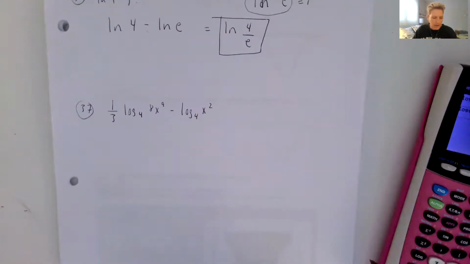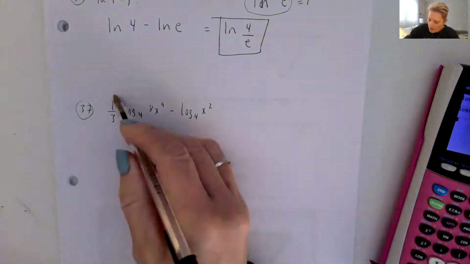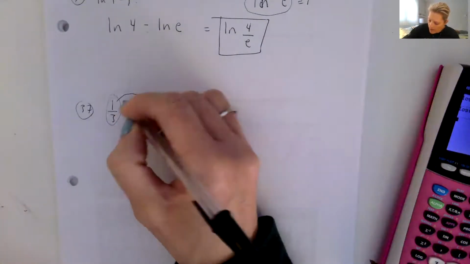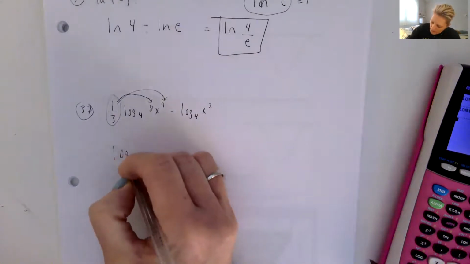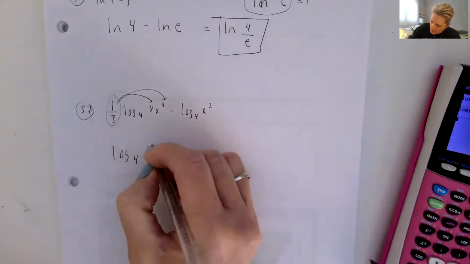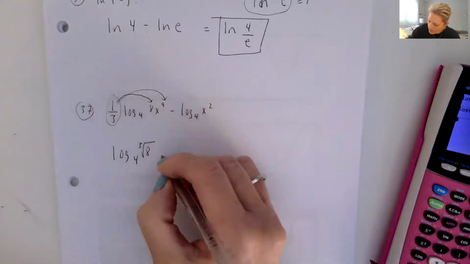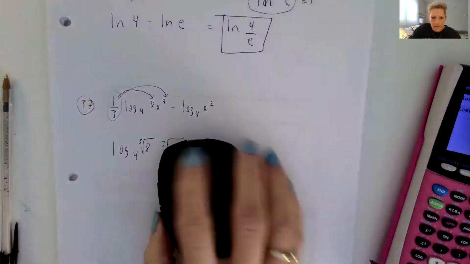So let's see what we've got here with 37. 37 is wanting us to put this all back together. So this is going to be fun. We're going to take this 1/3 and put it back as an exponent of 8 and of 9. So this is going to be log base 4 of the cubed root of 8, because that's a rational exponent, and then the cubed root of 9.